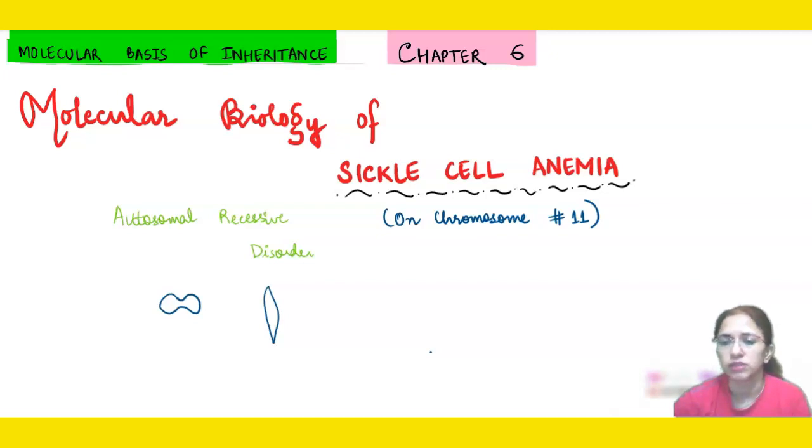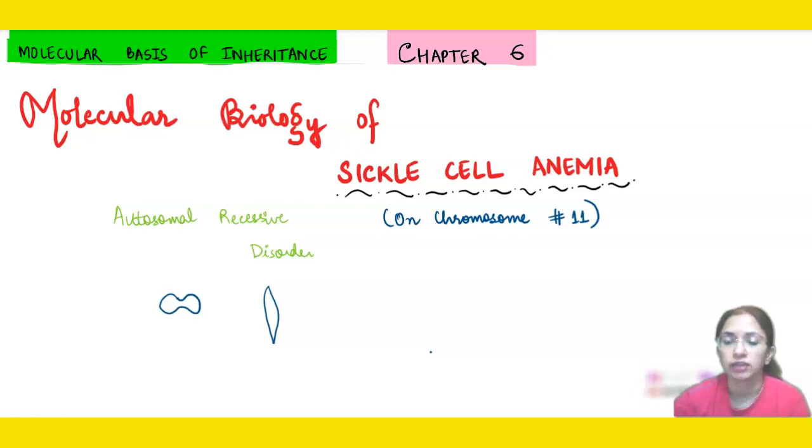Homozygous individuals are the people who carry two recessive alleles, because for this disorder to happen, a person should carry two recessive alleles. Such a disorder will come when two heterozygous parents marry each other. The probability of sickle cell anemia in the offspring will increase. That's what we read in chapter number 5. So the people who suffer from sickle cell anemia have two recessive alleles. The carrier individuals carry only one recessive allele.